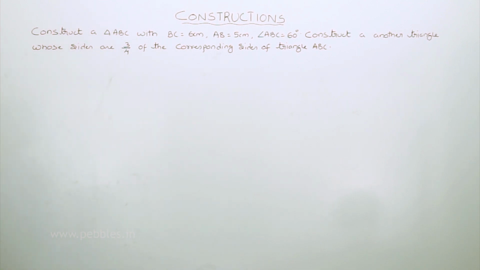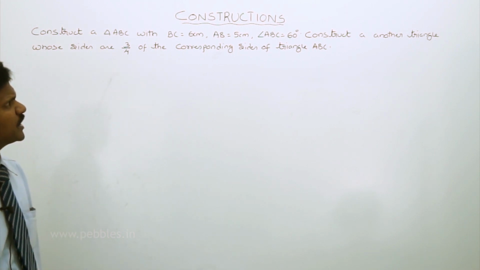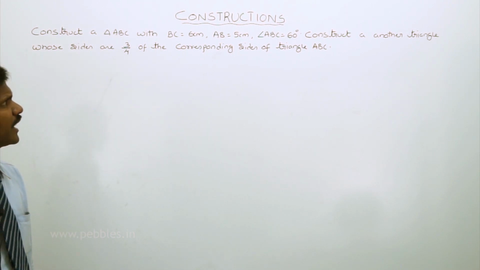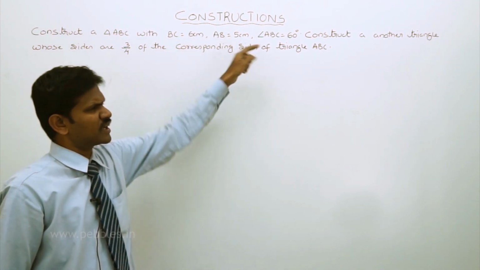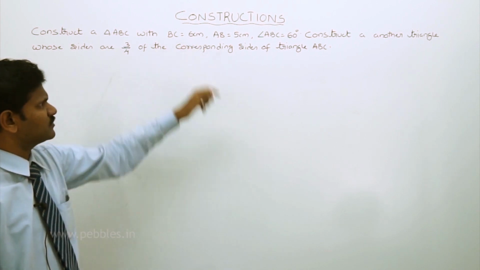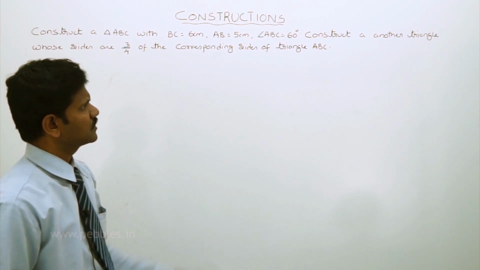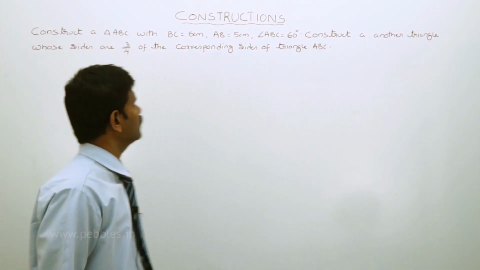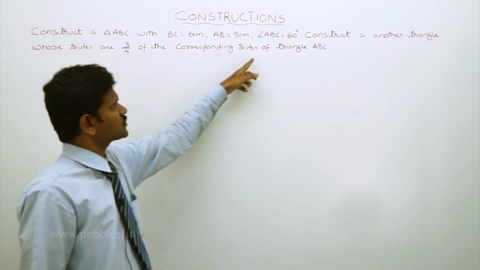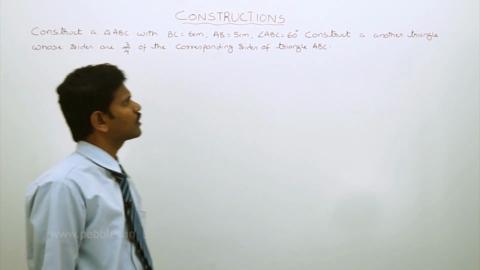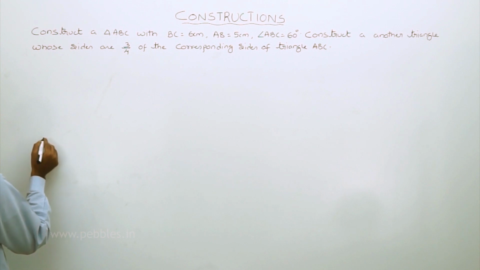Construct a triangle ABC with BC equal to 6 centimeters, AB equal to 5 centimeters, angle ABC equal to 60 degrees. That is, two sides and one angle are given. With the help of these measurements, first we have to construct a triangle ABC. After that, construct another triangle whose sides are 3/4 of the corresponding sides of triangle ABC. Now, let us see. Now, draw a line segment.